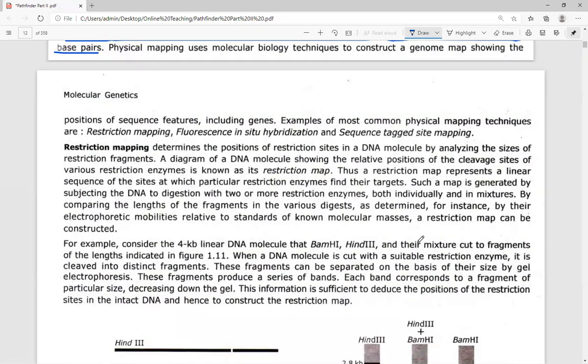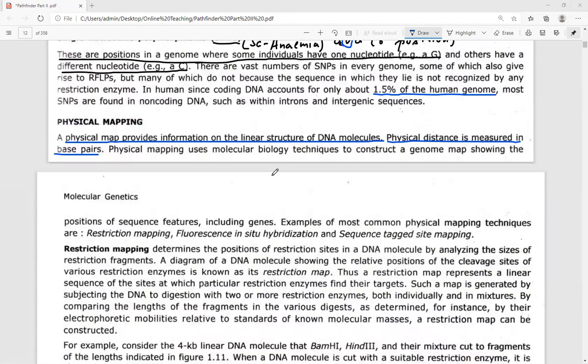Now, there might be a question in your mind. I'm not able to get you, Trishla. Write the message again. Sir, last point is not that you said. What do you mean by last point is not that you said? A physical map provides information on the linear structure of the DNA chromosome. Physical distance is measured in base pair. So the actual map that is produced is referred to as the physical map.